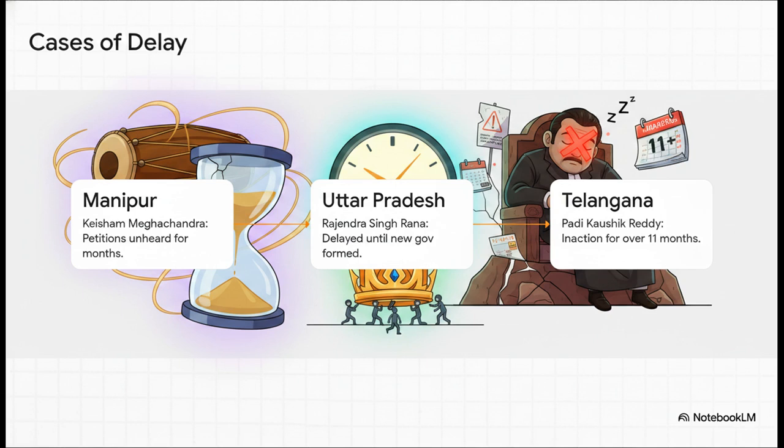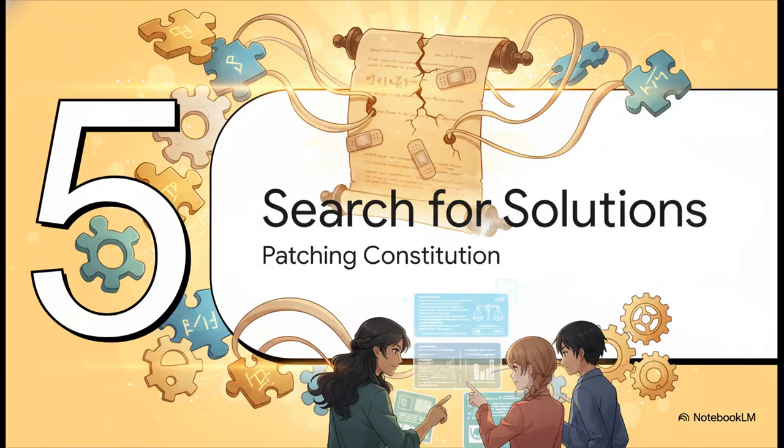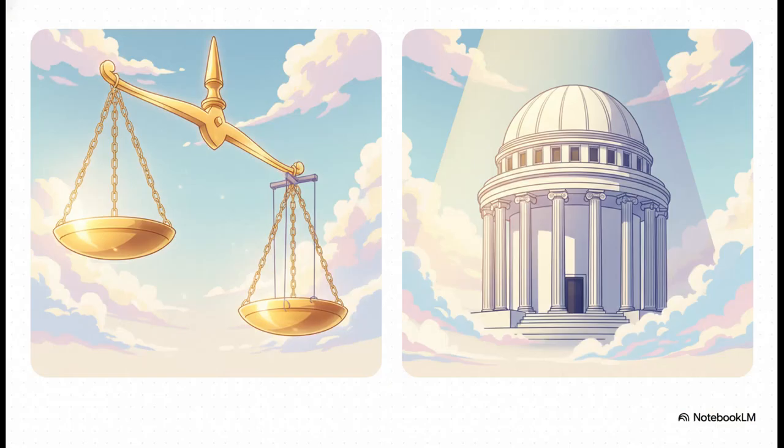The Supreme Court has even had to step in and warn that this kind of behavior is essentially committing a fraud on democracy. Which brings us to part 5, the search for solutions, and how we might actually go about patching the Constitution. Let's impartially weigh the legal arguments out there. So, experts usually point to 2 major structural reforms. First is setting up an independent tribunal.